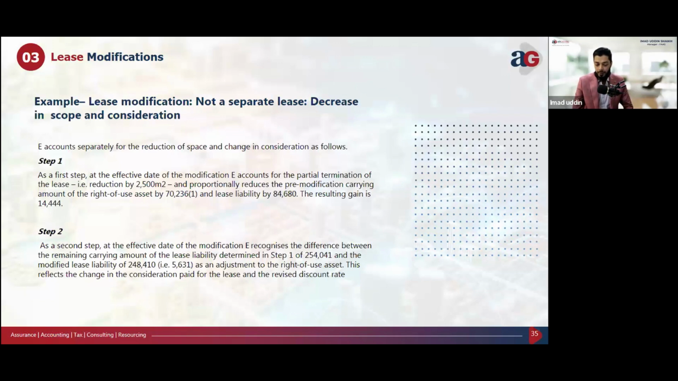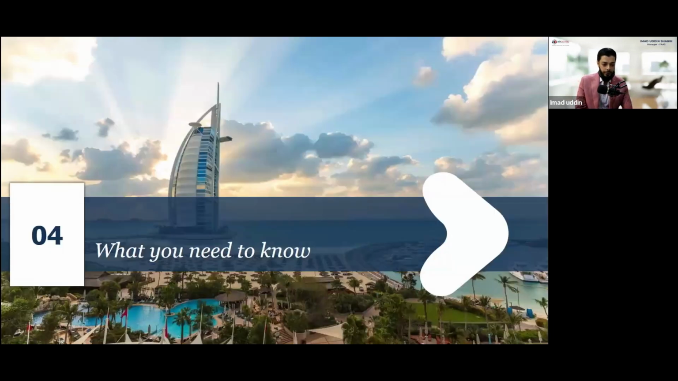Now, step 2 is similar to the previous modification where we increase the scope without having a separate lease. But before that, we have to do step 1, which would result in a gain or loss in the income statement. So this was the treatment for lease modifications. And this is all from my side. If you have any questions, please feel free to ask.